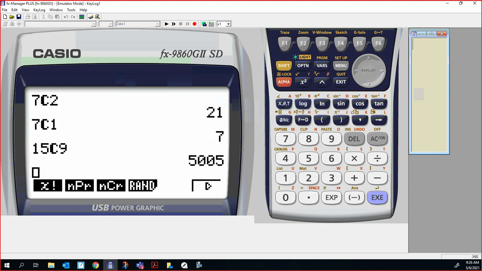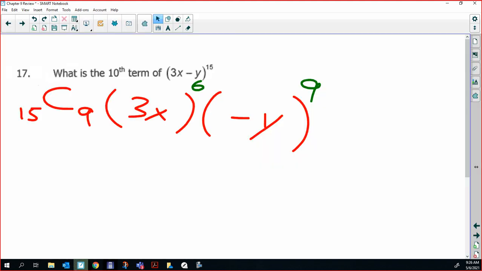I don't know where to find it. So you should get 5,005. Make sure you try that. Like, do it right now. Make sure you get 5,005. Make sure you know how to find it, how to enter it, and that you get the right numbers. So that number is 5,005.